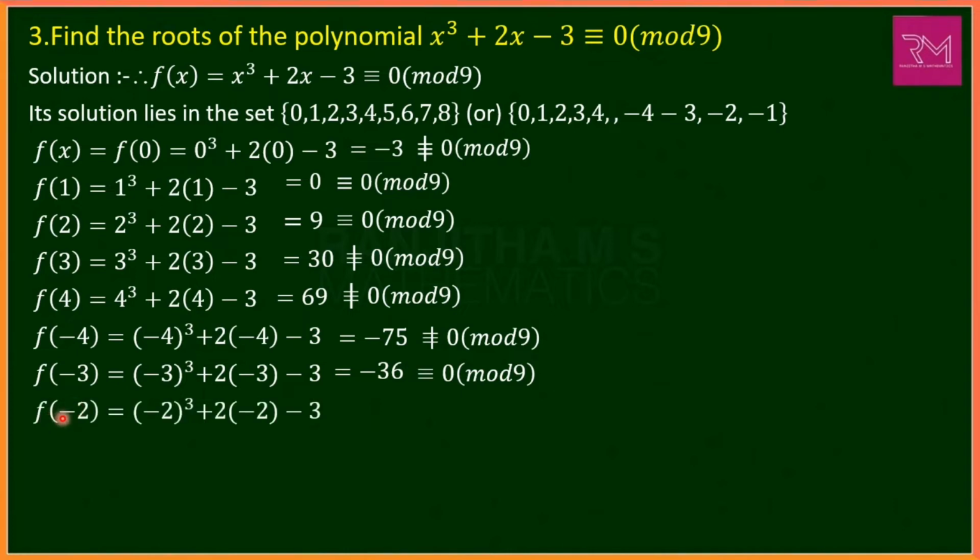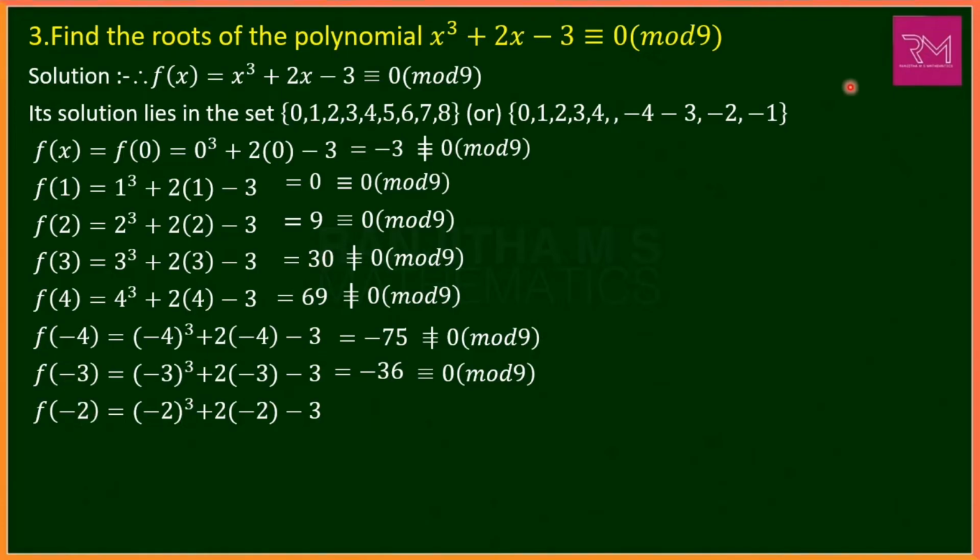In a similar way we check for x equal to 7, or we can check for x equal to minus 2, because 7 is congruent to minus 2 mod 9. So we can check for minus 2. We are doing this procedure because we can easily substitute here. We can easily find the values for 1, 2, 3, 4. We can replace 4 with minus 4 and get a similar value to this value.